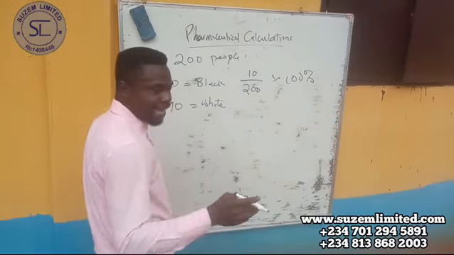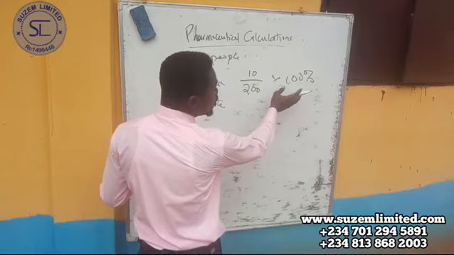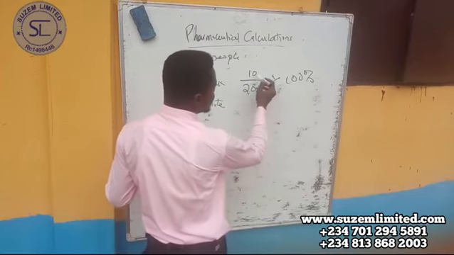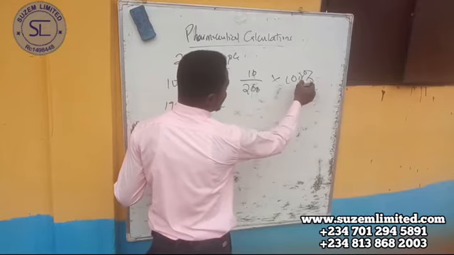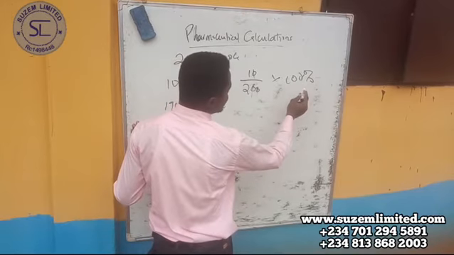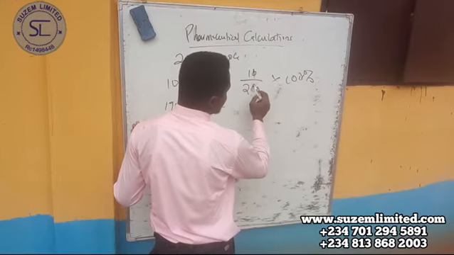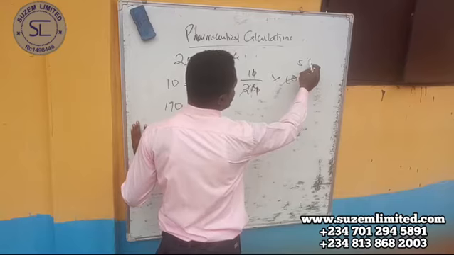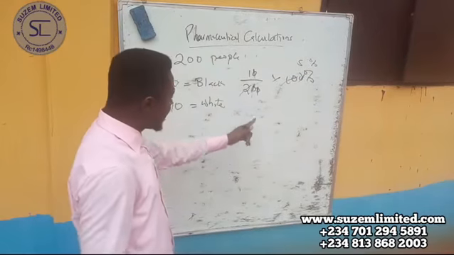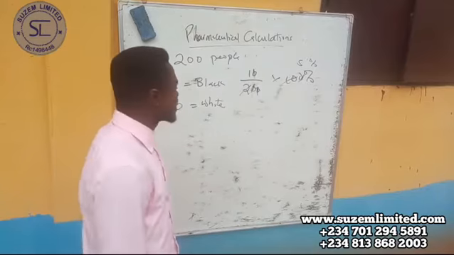Using what we were taught, we divide 10 by 200. The 0 cancels the 0, and 2 divided by 10 gives 5%. Yes. Now let's break it down so that you see exactly why it's 5%.